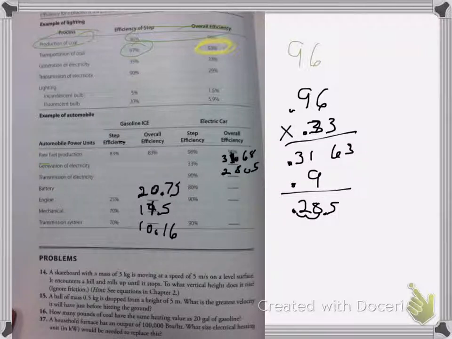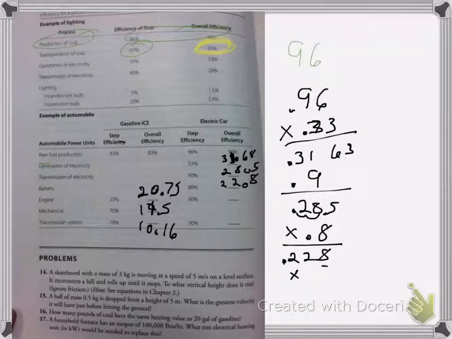Next one is 80%. I can times this by 0.8. And I get 228. So once again, it's 22.8%. Next one is 90, so I'm going to times this by a 90% efficiency. And I get 205, so 0.205. So this is 20.5.